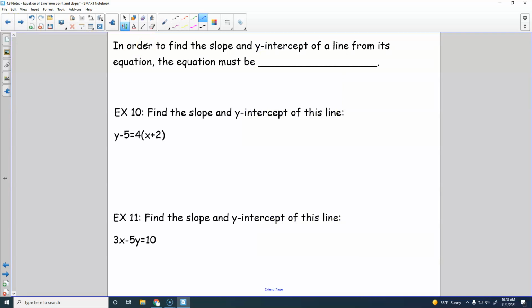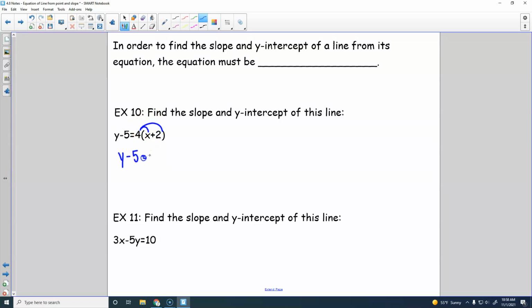What reminds me though, do we need to do one? Maybe we'll do one. What do we have to find the slope and y-intercept? I do need the y-intercept. It must be linear. This is linear. But can I tell what the y-intercept is just looking at it? I have to solve it for y. So remember, you cannot tell slope and y-intercept unless the y is by itself. So you're going to distribute that 4.